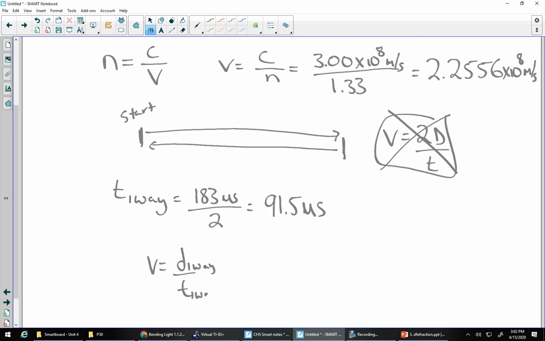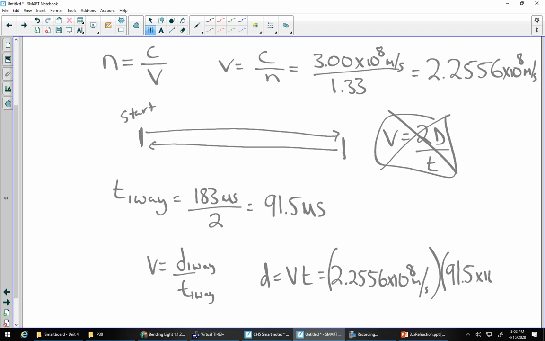with my one-way time. So the distance must be equal to V times T. Okay, no problem. So V we just figured out, 2.2556 times 10 to the power of 8 meters per second times, okay, microseconds. That's a little weird. I don't really want microseconds. What I really want is 91.5 times 10 to the negative 6 seconds, because micro is 10 to the negative 6. And then finally we plug this in.